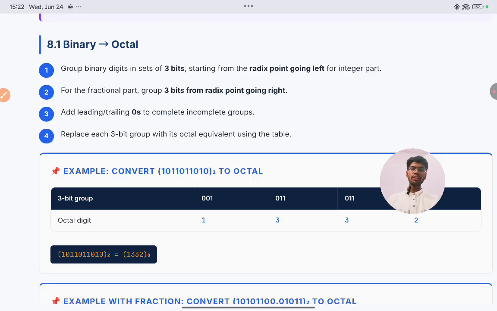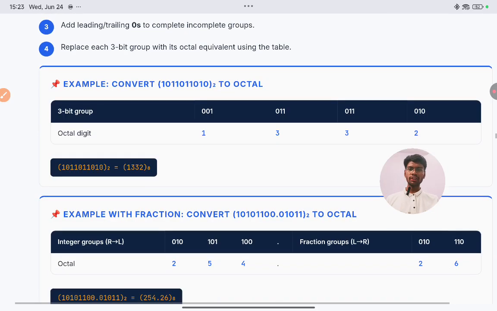So there are 4 steps. Let's say we are converting directly from binary to octal without going through the decimal system. Group the binary digits in sets of 3, starting from the radix point and going left for the integer part. For the fractional part, group 3 bits from the radix point going right. Add leading and trailing zeros to complete the incomplete groups. Then replace each 3-bit group with its octal equivalent using the table.